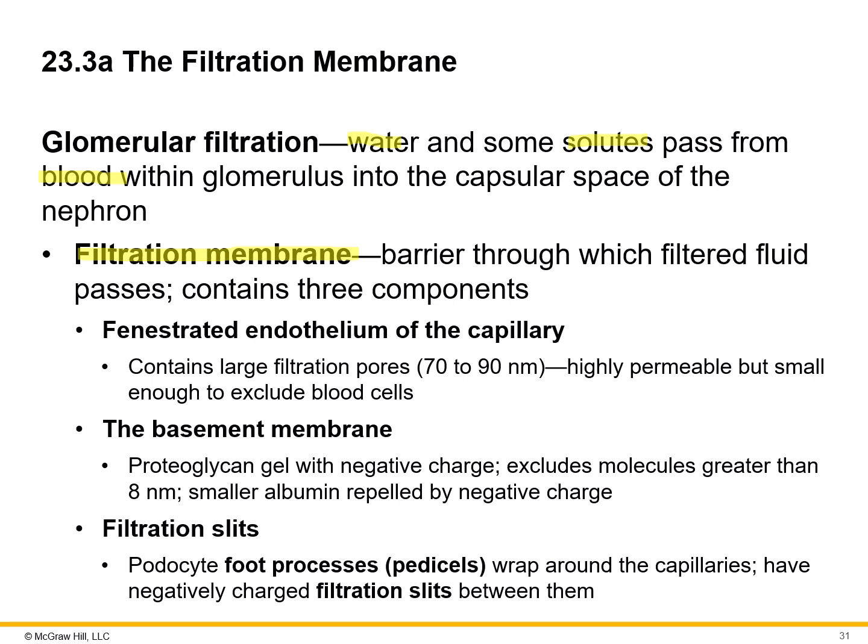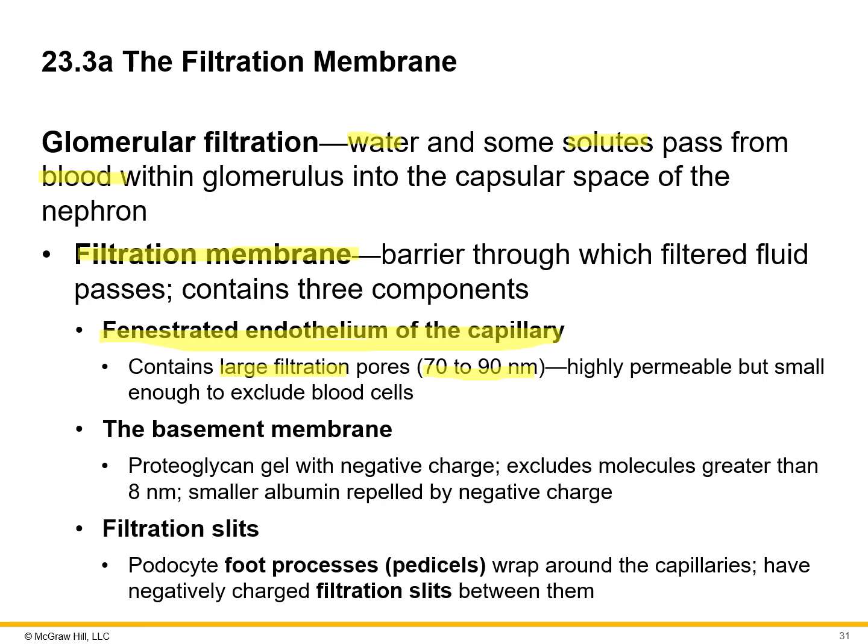So let's talk about that membrane. What does our coffee filter actually look like? Well, there are 3 layers to this membrane, 3 filtration layers. The first is the capillary itself. The glomerular capillaries are fenestrated capillaries, meaning they have large pores. Now, this isn't a sinusoid. It's not big enough that actual blood cells can pass through, but these fenestrations are big, 70 to 90 nanometers, which is still highly permeable. So a lot of stuff is going to be able to get through.